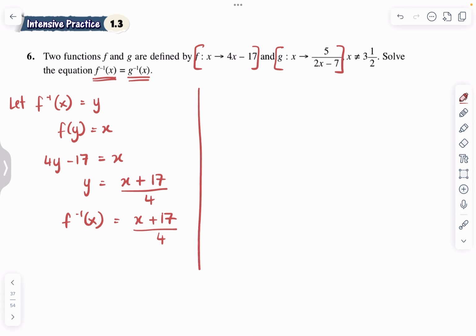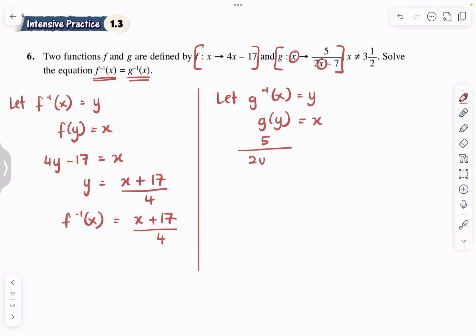Then we find g inverse x. Same thing, let g inverse x equal y, g of y equals x. So if g of x is 5 over 2x minus 7, g of y would be 5 over 2y minus 7.